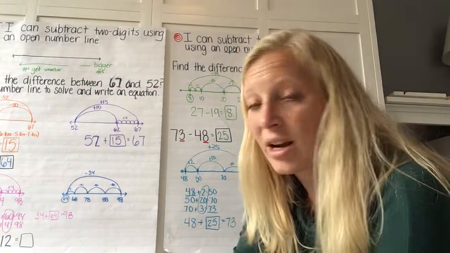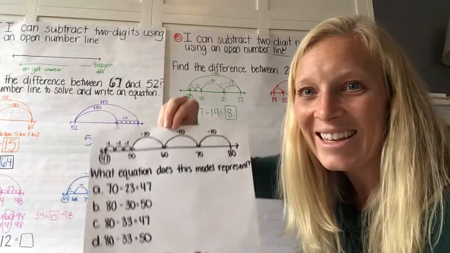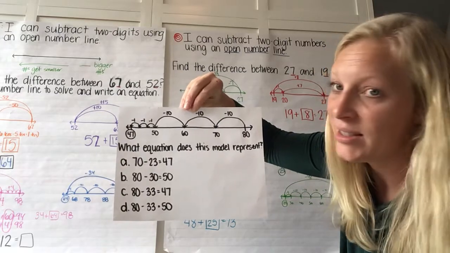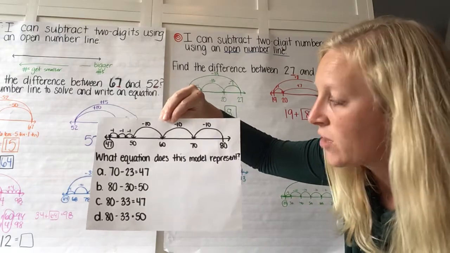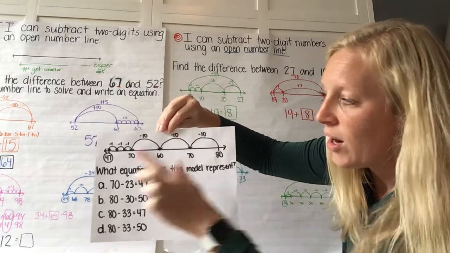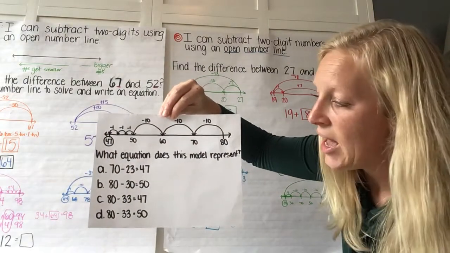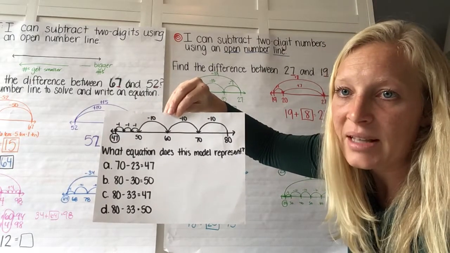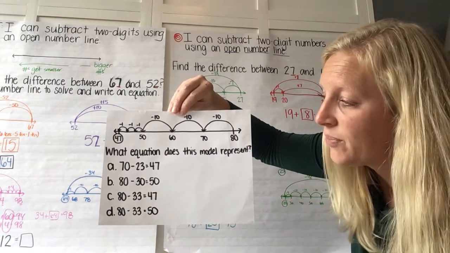Now, before I send you off to do your problems at your seat, your exit ticket today is picking out an equation that matches this model, matches this open number line. So take a peek at our open number line here, where I'm starting, where I'm stopping, what I'm taking away, and then you're either going to choose A, B, C, or D. What equation does this model represent? Feel free to pause right here so you can see it a little bit longer.